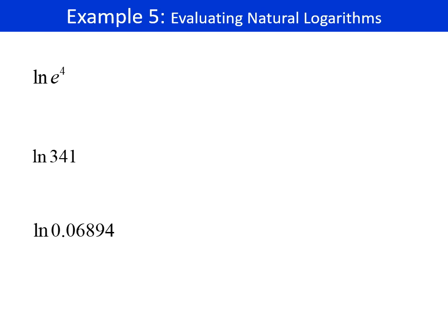Like with the base 10 logarithms, there are some natural logs that we could evaluate by hand. The ln means log base e. So the log base e of e to the fourth means e to what power gives e to the 4. And obviously that comes out to be a 4. The other two, however, we could not figure out just in our head. So again, we need our calculator for this.